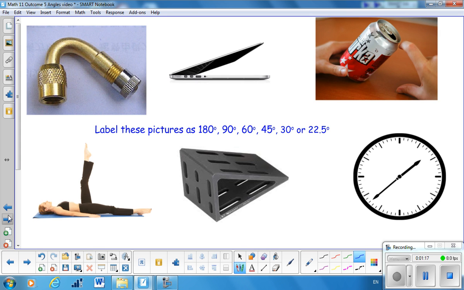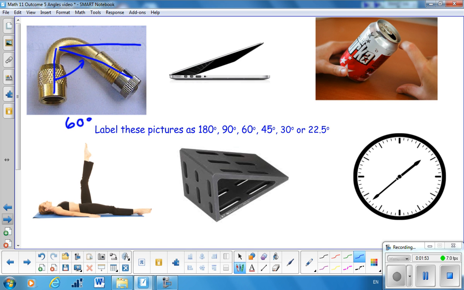Label these pictures as 180 degrees, 90 degrees, 60 degrees, 45, 30, or 22.5. So let's start with the first one, that piece of pipe. A 90-degree angle would go this way. And so our angle on here, I would say, isn't half, but is actually more than half of that 90 degrees. And so I would say that it is about 60 degrees.